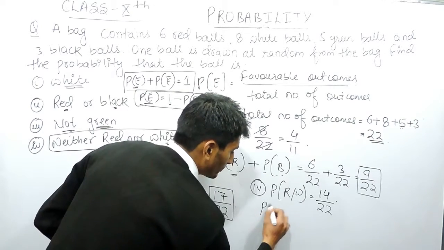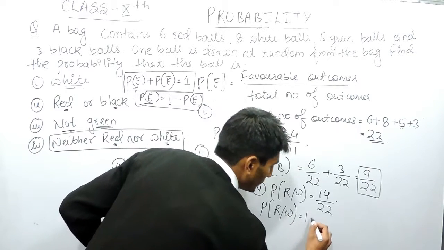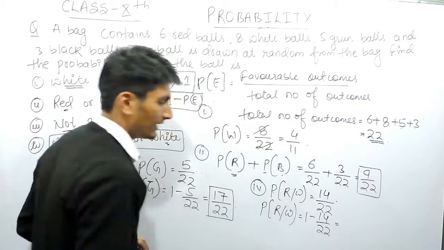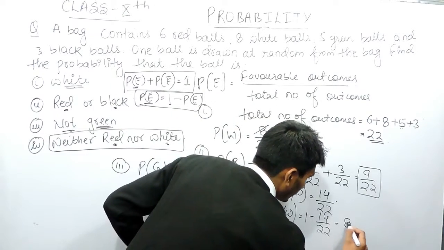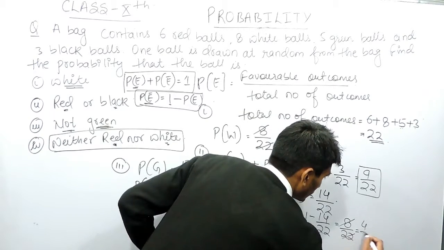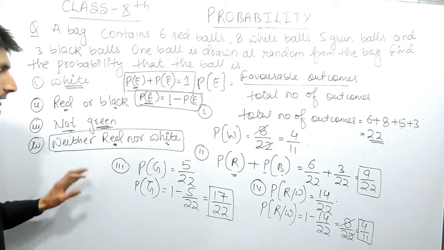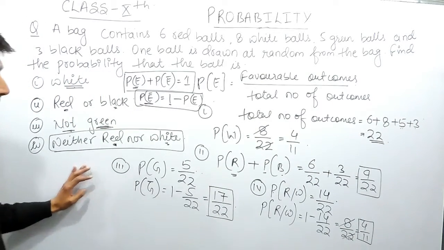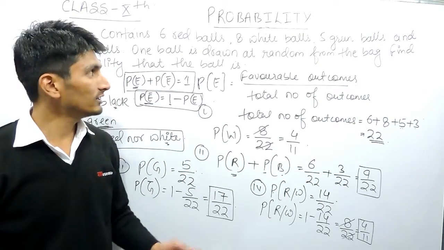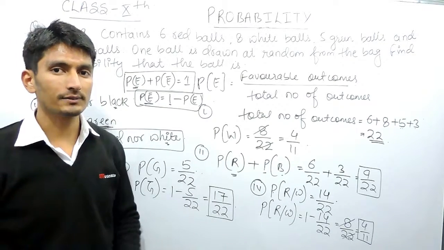Now I have to find the probability of not getting a red or a white ball. So that will be equal to 1 minus 14 upon 22, and that will be equal to 8 upon 22. If I cancel this, 4 upon 11 will be the probability for this fourth part. So this is how you can solve this particular question. In the next video, we'll solve the last part of this series, which is the question based on numbers. Thank you.